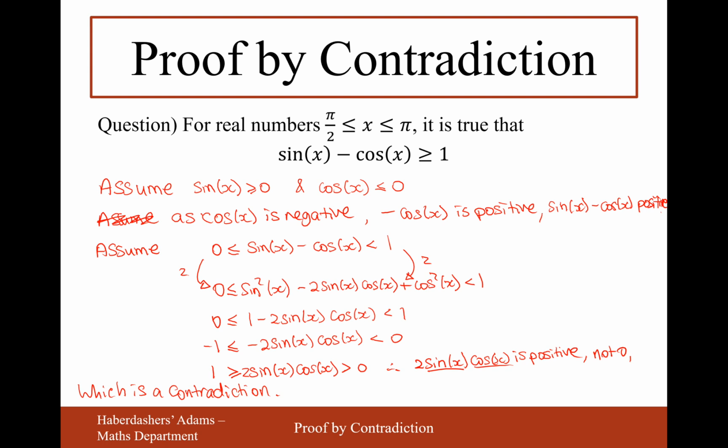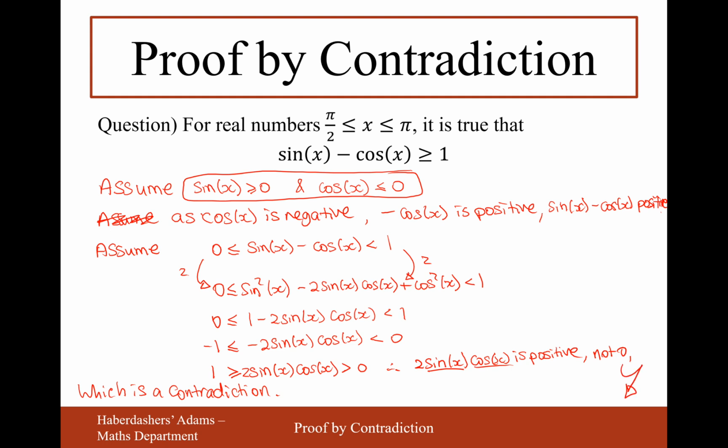So that's where you have your contradictions. You have your contradictions because you know that sine is positive, cos is negative, and when you times the two things together, you should get a negative. But in this inequality that I've just shown here, I get something that's positive. So therefore, we get a contradiction. So there we are, that's where our contradiction comes in.